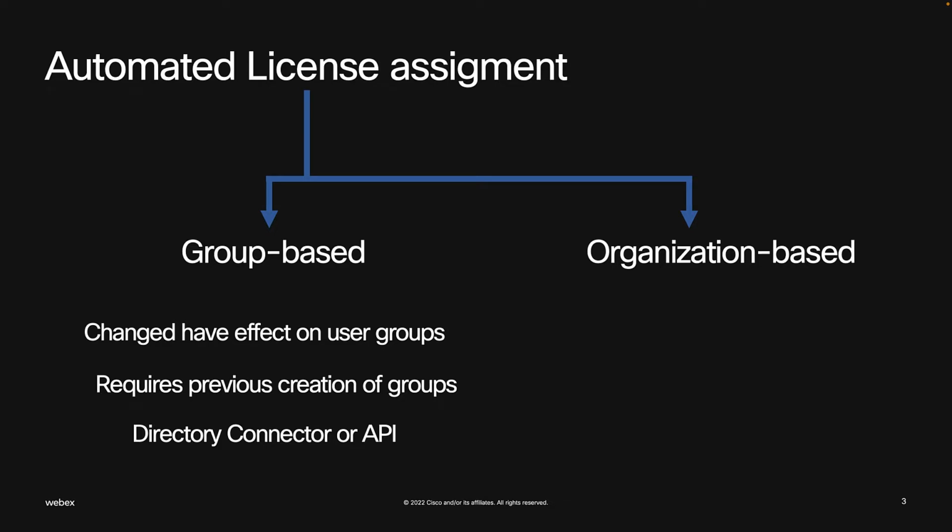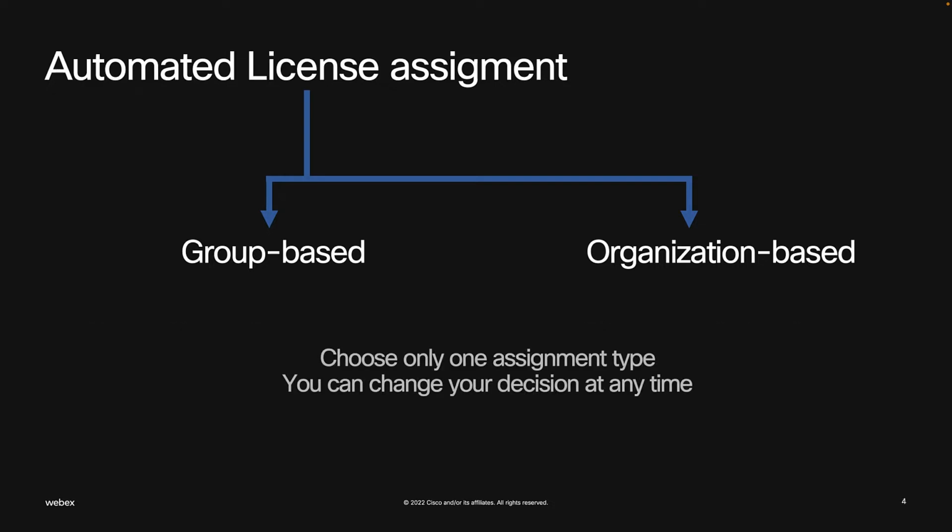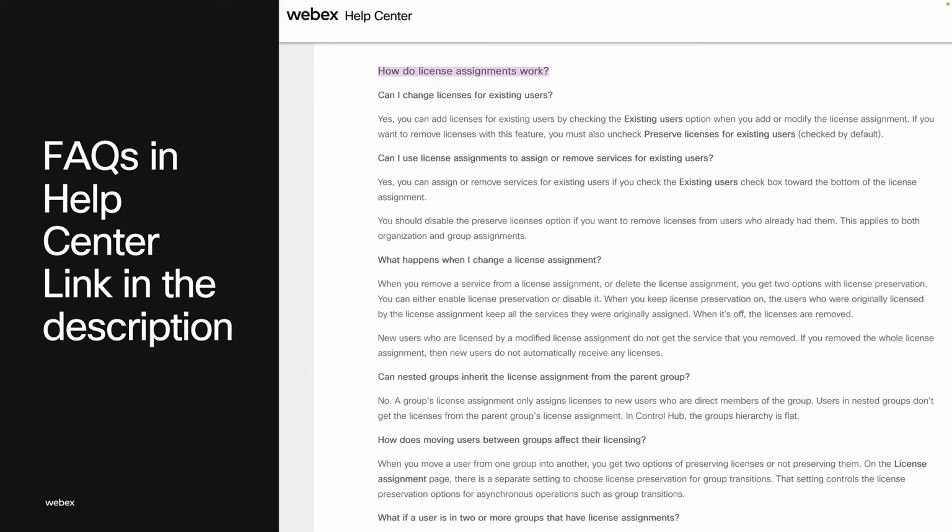Organization-based will take effect on all users under your organization. You can choose only one assignment type, but you can change your decision at any time. For questions around the behavior of the licensing when doing these changes, and more questions, you can visit our frequently asked questions section in Help Center. The link will be in the description.